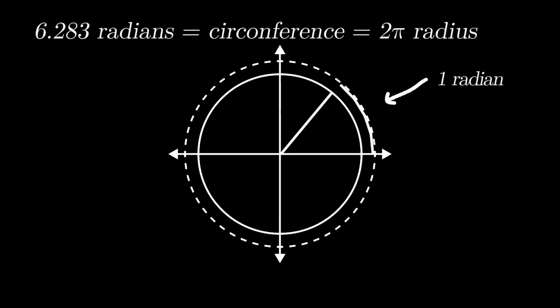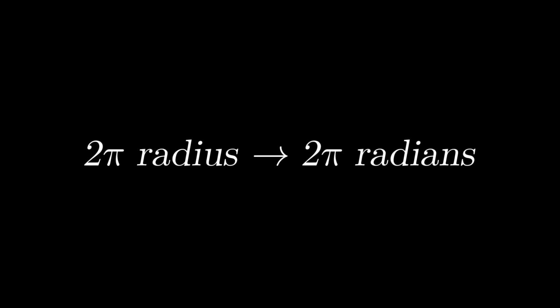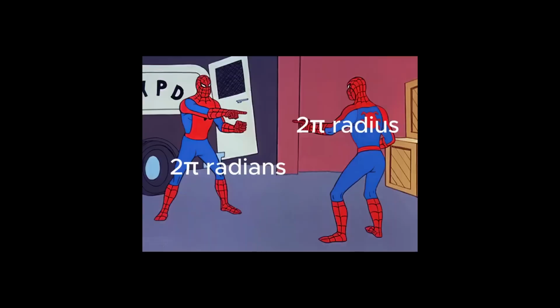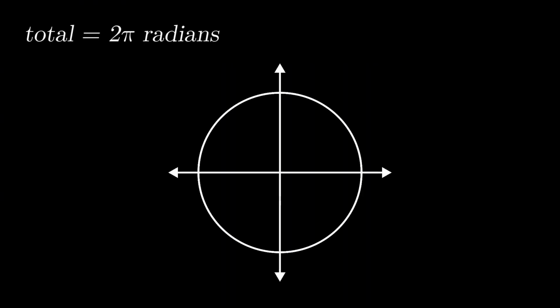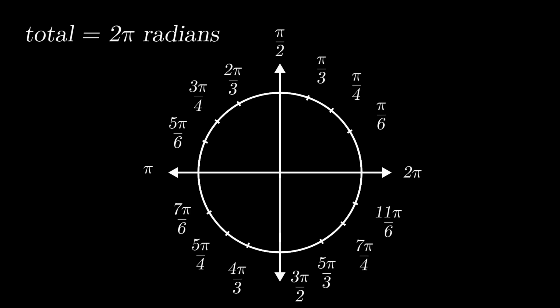2 pi radius. But since we only use radians as the measurement and not the radius, we can rename 2 pi radius to 2 pi radians. Yeah, I know. They literally sound the same. Deal with it. Congratulations! Now that we know the circle in total is 2 pi radians, we can also say that the points in our circle become various fractions of pi over radians.